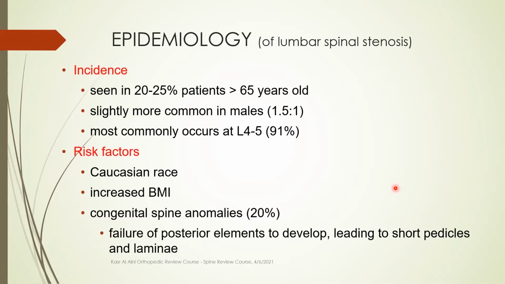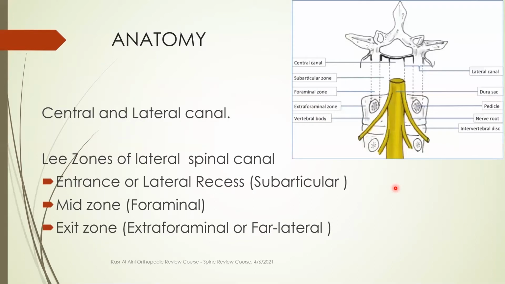Epidemiology of lumbar spinal stenosis. It is seen in 20 to 25% of patients aged above 65 years old, slightly more common in males, and about 90% occurs at L4-5. It's more common in Caucasian race, patients with increased body mass index, and patients with congenital spinal anomalies, with failure of posterior elements to develop, leading to short pedicles and laminae.